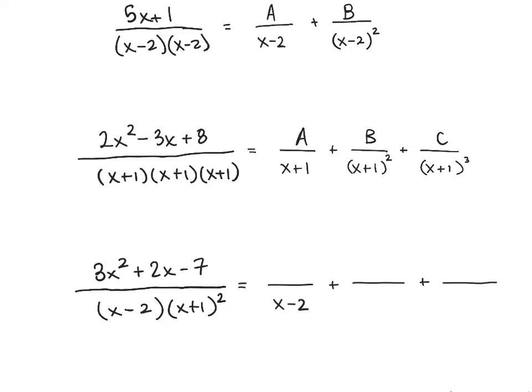x minus 2 only appears once. But x plus 1 is the repeated one. So the first time you write it, it's repeated once. The second time you write it, it has to have an exponent of 2. And then the numerators are going to be degree 0 or constants. So that would be the form of the partial fractions for this rational expression.